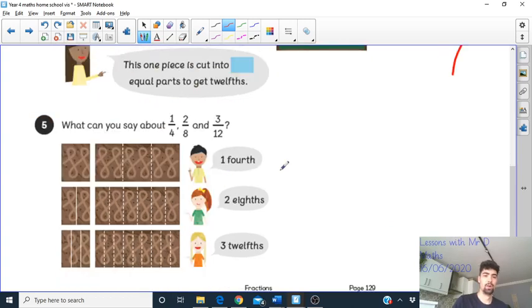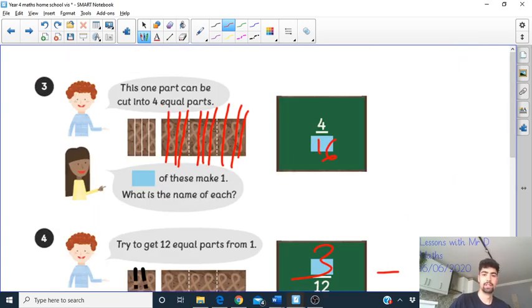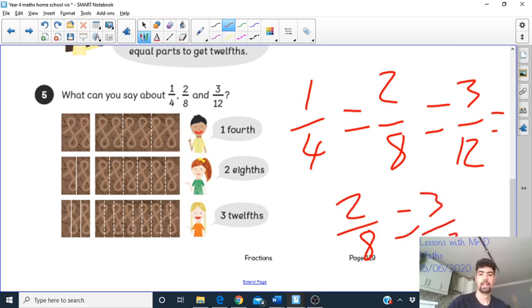We don't say one-four, we say a quarter. 1/4 is equivalent to 2/8, which is also the same as 3/12. We also did 4/16. There's loads. You could say that 2/8 is the same as 3/12, you could say 3/12 is the same as 1/4, and 1/4 is the same as 4/16.